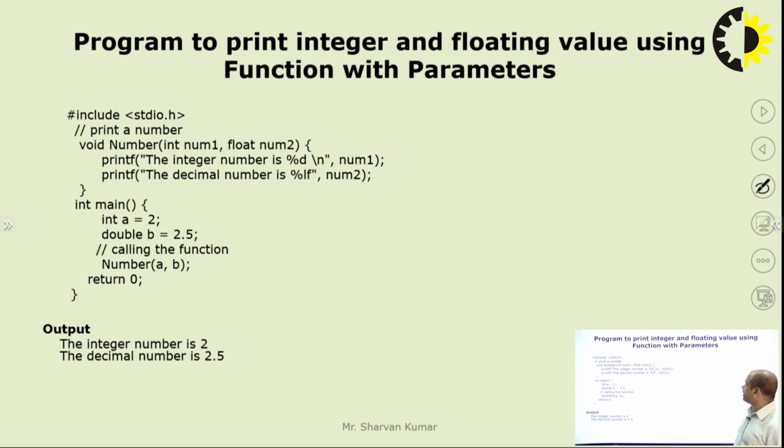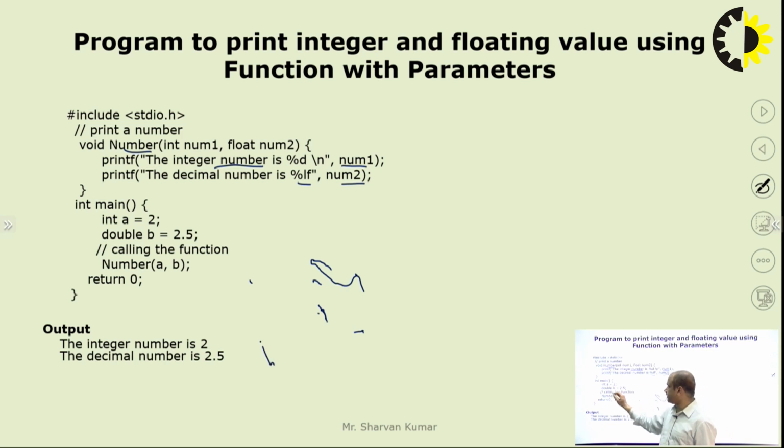The program is to print an integer and a floating value using a function with parameters. We have defined a function named number. We are taking two variables, int num1 and float num2. We are going to print the values of these variables: %d for integer num1, and for the floating decimal value %lf for num2. In main we are calling that function, the function name is number.